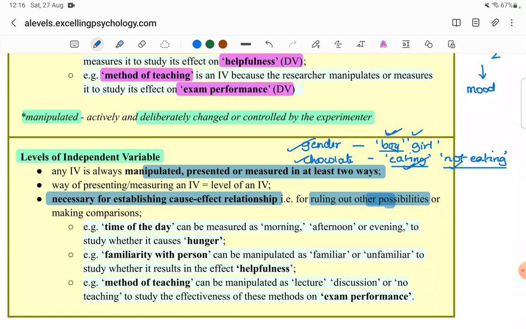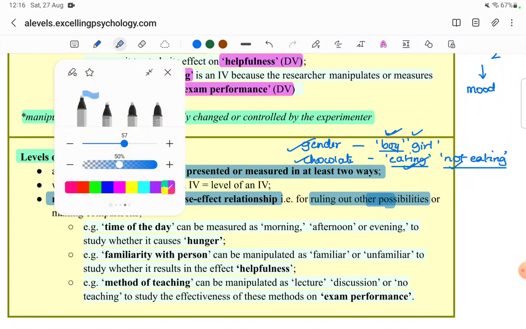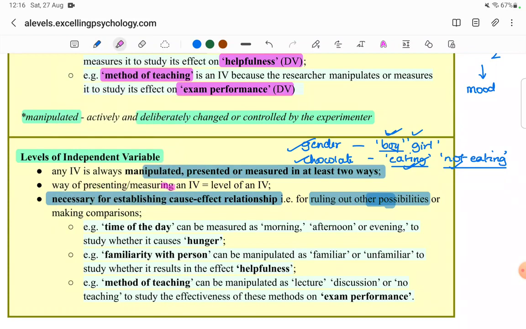Okay. So, coming back to levels of the independent variable, we have understood why it's necessary to include different levels. What are these levels after all? Okay, so we can simply define them as ways of presenting or measuring an independent variable. Let's look at some examples of these.